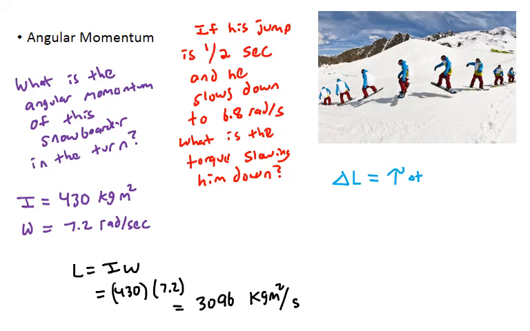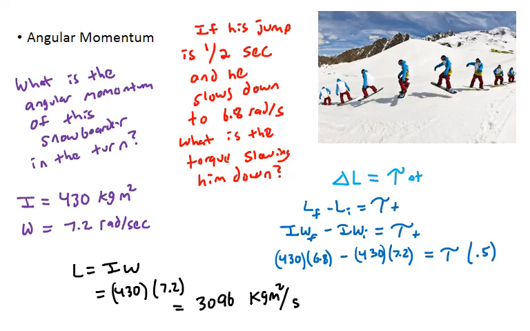All right, so remember the change in momentum equals torque times the time. The change in momentum here is L final minus L initial, so that's I omega final minus I omega initial equals torque times time, and we should get a torque of negative 344 newton meters. That is the torque that slows him down as he spins, due to air resistance.